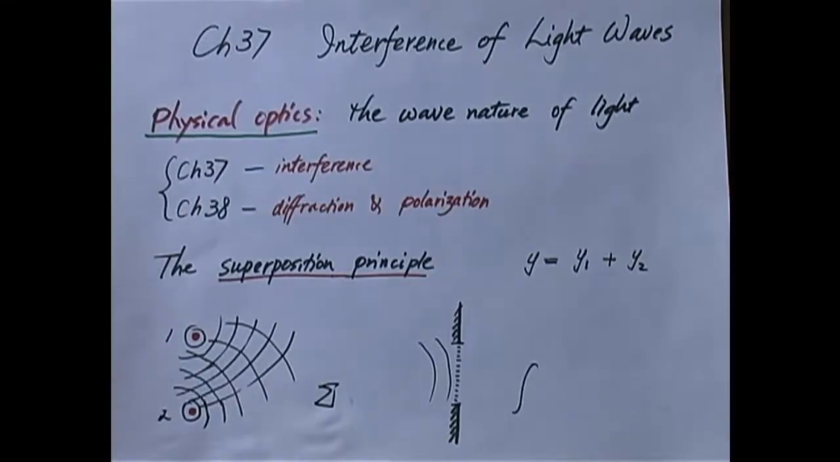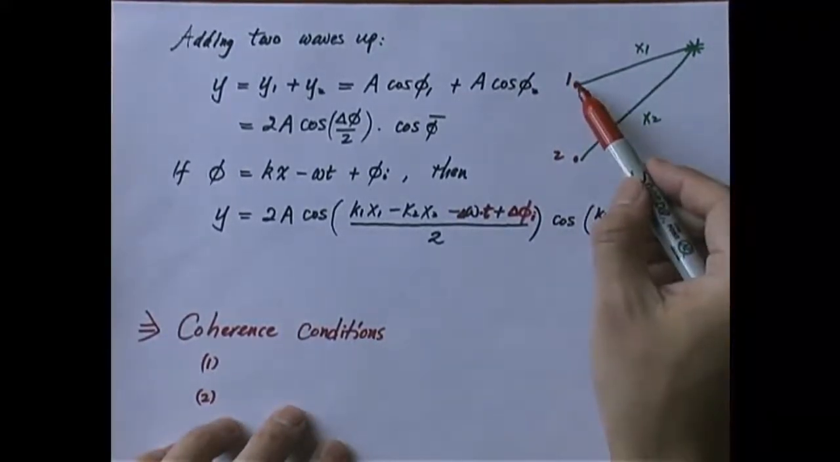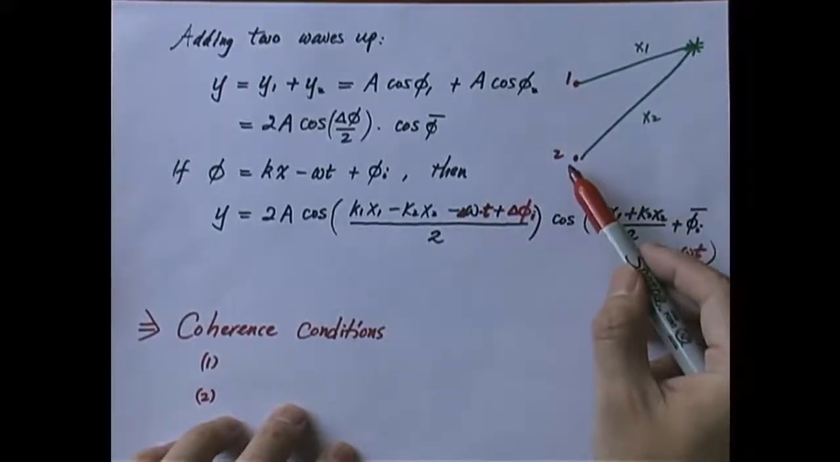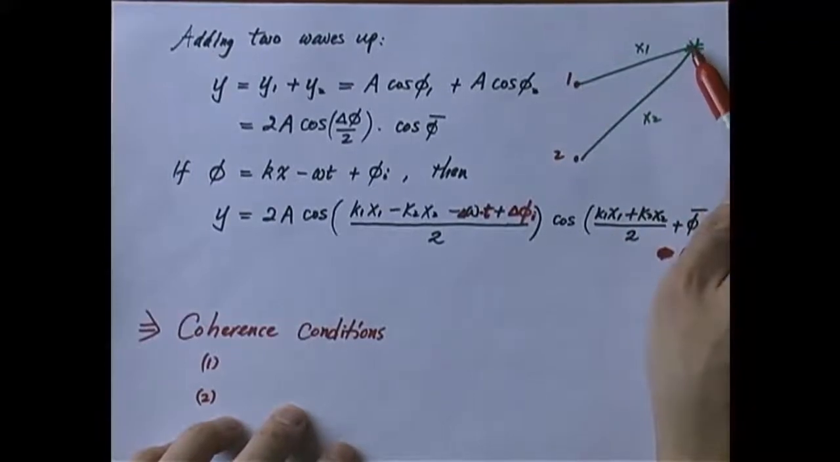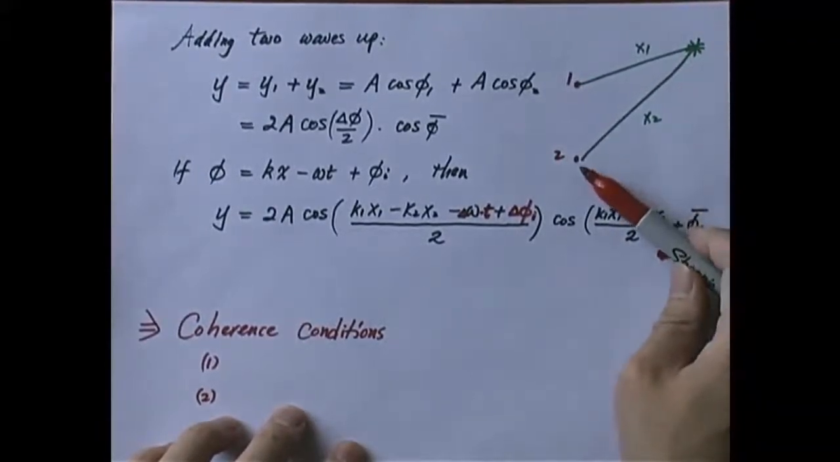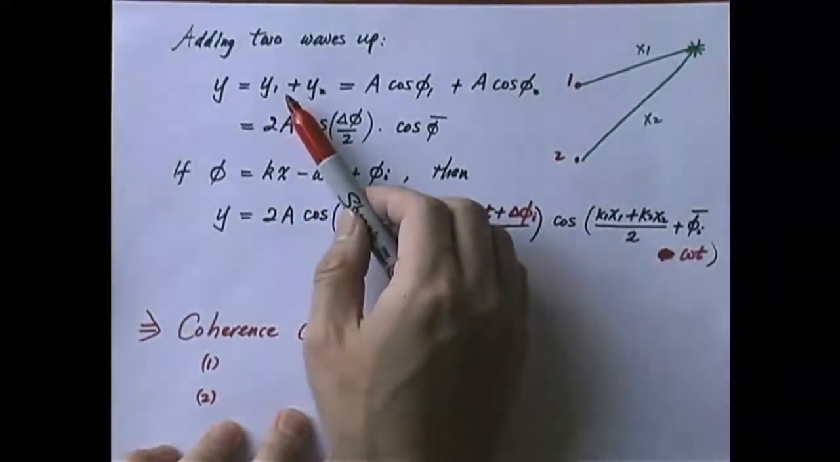Now, let's take a look at the simplest case of adding waves up. We have only 2 waves. So here we have a wave from source number 1 and a wave from source number 2. Wave from source number 1 travels a distance x1 before arriving at a certain spot. Wave number 2 travels a distance x2 before reaching the same spot. The total disturbance or displacement of the wave at that spot would be y1 plus y2. That is the superposition principle.